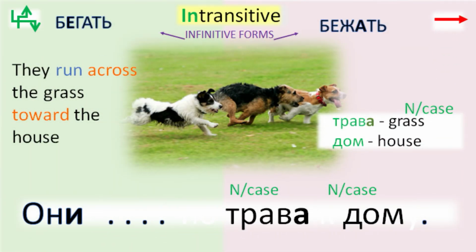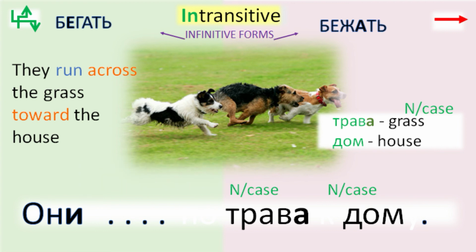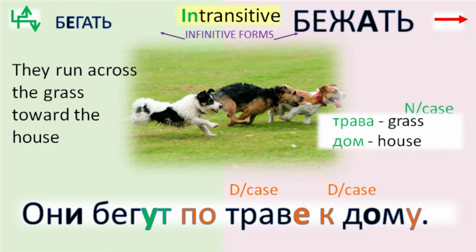They run across the grass toward the house. Put the nouns Трава и дом in the correct cases. Choose the correct verb and conjugate it. По траве к дому. Они бегут по траве к дому.